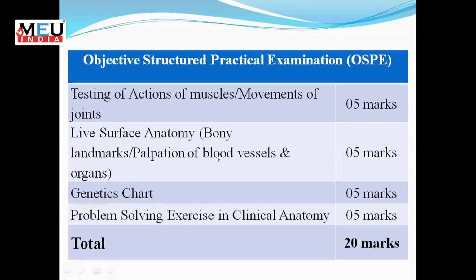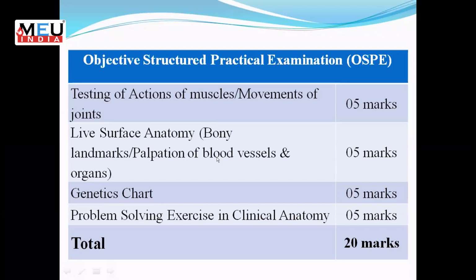And this is one different OSPE pattern where they have a station for the testing of action of muscles, and the live surface anatomy, either on a cadaver or on a subject. The live surface anatomy will be on a subject, where we need to mark a bony landmark or palpate the blood vessels. Normally, we used to have the surface anatomy on a cadaver. So this is one different type.